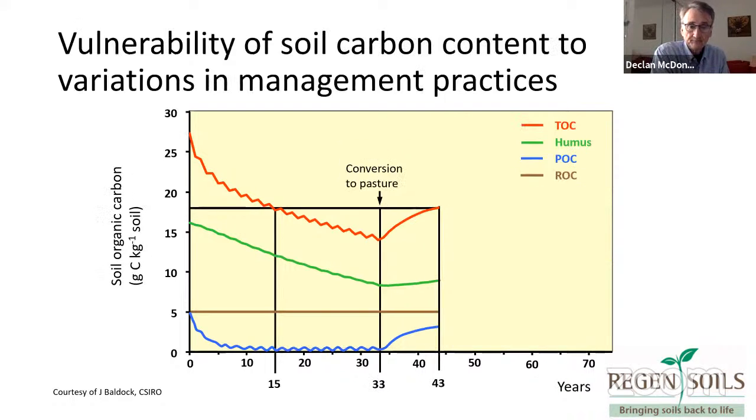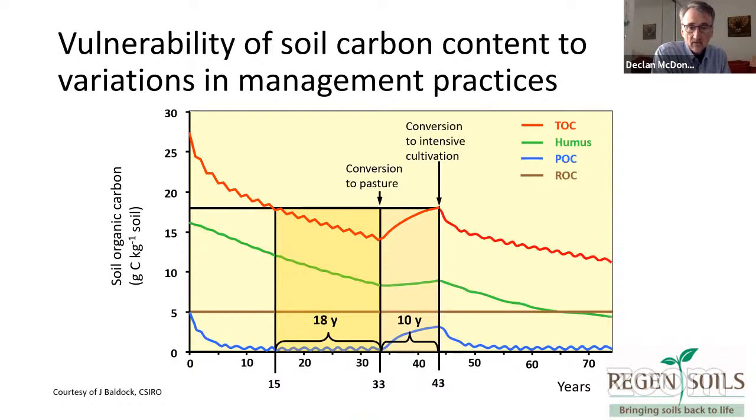Next slide. Now, if we see what happens after this period, so after a further 10 years, if we decide we're going to go back into cropping again, click forward again, and again. We see that we have the same precipitous decline again, which is reflected in the particulate organic matter, and humus continues its long and sorry decline back to very low levels.